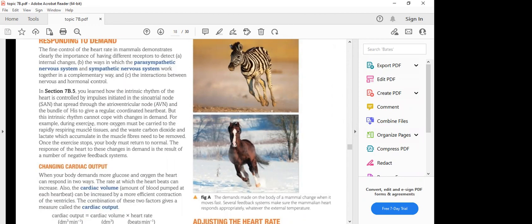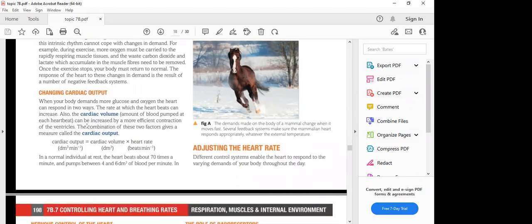But the intrinsic rhythm cannot cope with changes in demand. For example, during exercise, more oxygen must be carried to the respiring muscle tissue, and waste carbon dioxide and lactate accumulate in the muscle fibers and must be removed, so the body must return to normal. The response of the heart to these changes in demand results in negative feedback, changing the output. When your body demands more glucose and oxygen, the heart responds to the waste, and the heartbeat rate can increase more and more.